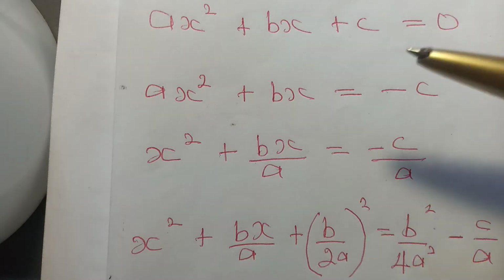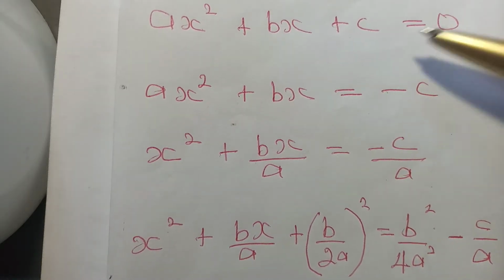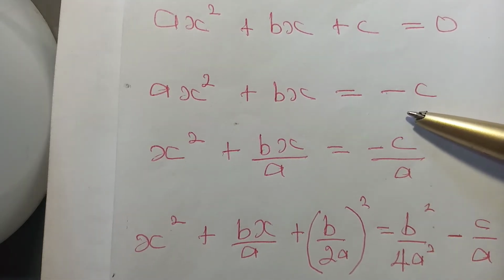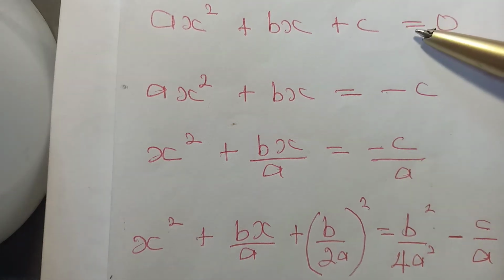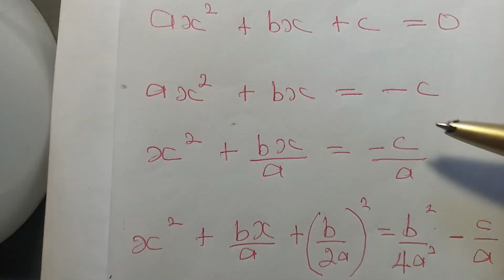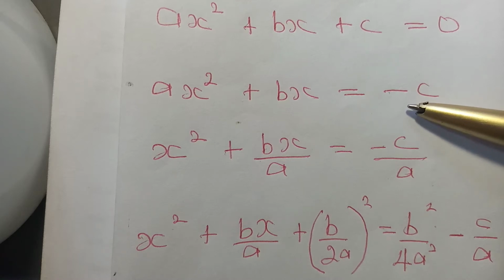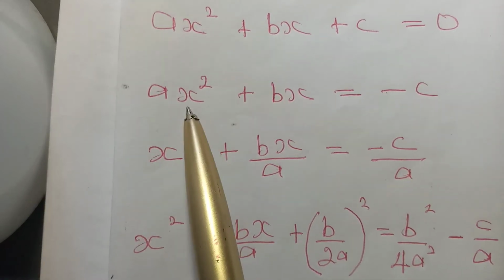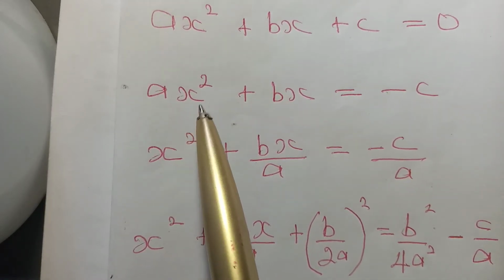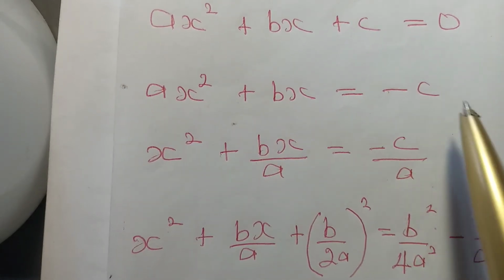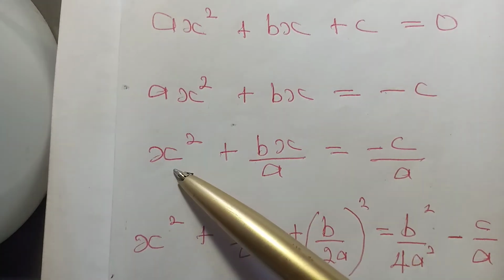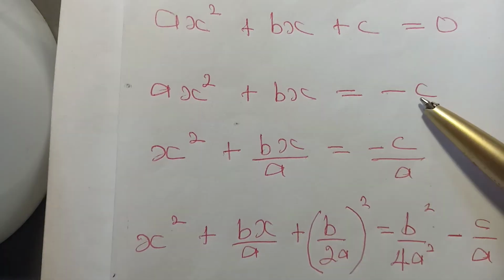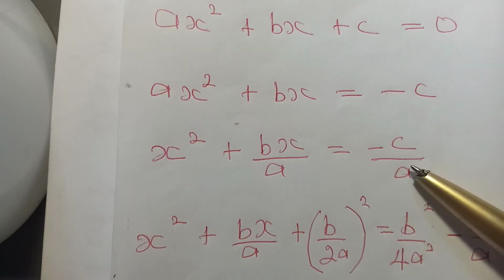The first step is to transfer this constant across the equality sign to your right. And when you do that, you have minus c. That is, if this plus c crosses the equality sign and comes to the right, it becomes minus c, as you can see here. The next step is to reduce the coefficient of this square variable x squared to 1. And to do that, you divide each term by a. So if you divide ax squared by a, you have x squared. Divide bx by a, you have bx over a. Divide minus c by a, you have minus c all over a.